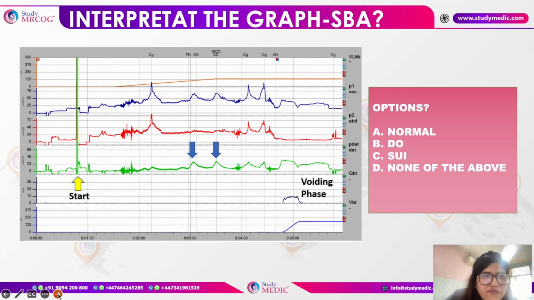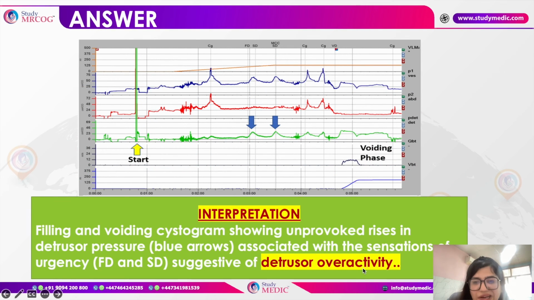Now again, this graph you see here, the first one, blue, is P vesical, then red is P abdominal and green is P detrusor. But here when the patient is coughing, as you can see, there is increase in detrusor also, okay, and the voiding graph looks normal. Okay, so this is abnormal. Ideally the detrusor pressure should not rise. So this graph looks like detrusor overactivity.